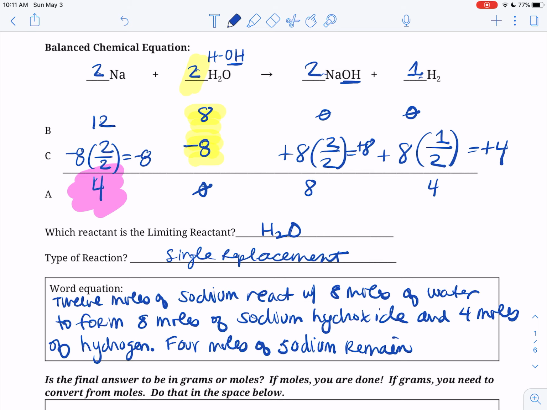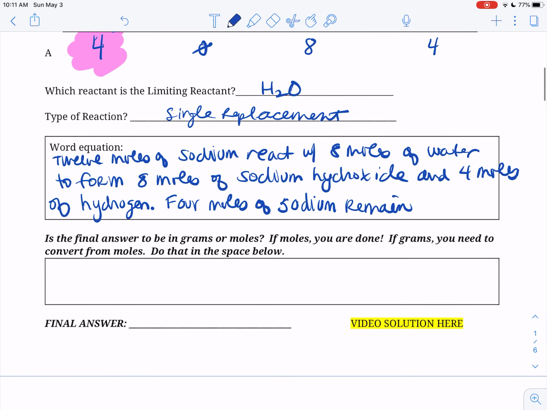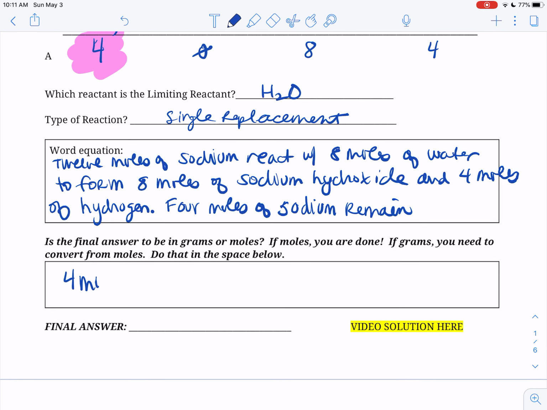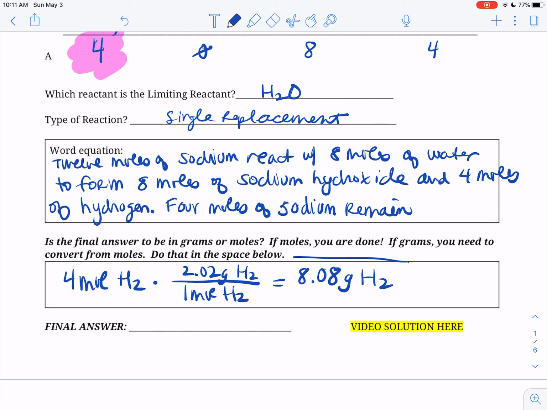All right, is the final answer to be in grams or moles? Okay, it asks for the mass of hydrogen. So I'm going to need to do one more conversion. So I'm going to start with 4 moles of hydrogen. And then I'm going to need to use molar mass to convert that. So 1 mole of H2 is 2.02 grams of H2, right? Because hydrogen's 1.01 times 2. Okay, and then that's going to be 8.08 grams of H2, and that becomes my final answer.